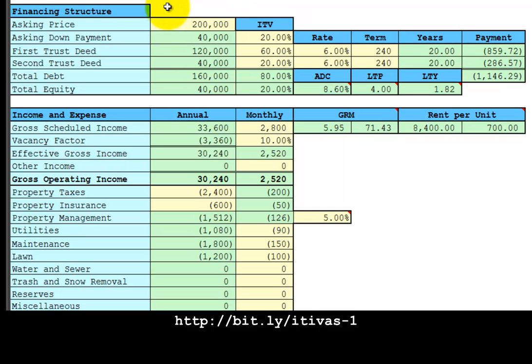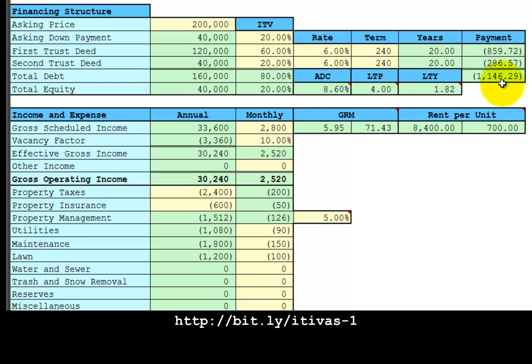Over on the left side we show the financing structure: asking price, asking down payment, primary financing, and secondary financing. These are called first trust deeds and second trust deeds. You plug in the investment to value ratio, and then the dollar amounts are calculated. Plug in the annual interest rate and the number of monthly payments.